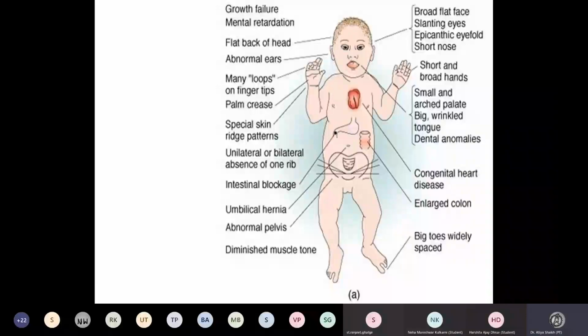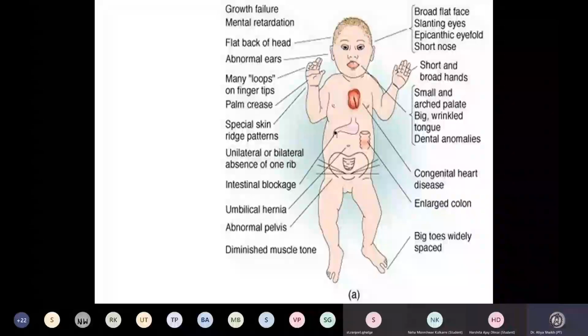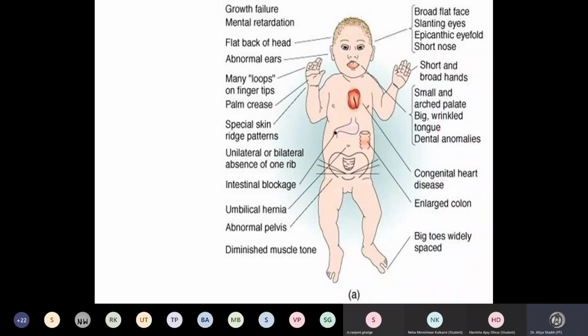Now rest of the things like congenital heart disease or entangled colon or umbilical hernia, all this can be there in the baby, which will be detected generally when the baby is born. Because when the child is born, a thorough screening of these babies is done. Okay, and then generally these problems are detected. So once this baby is stable, you can start with physiotherapy for these babies. Okay, are you all still with me?